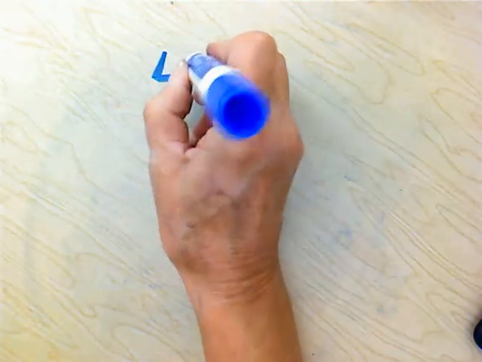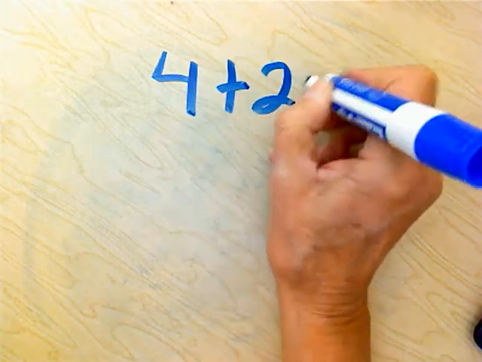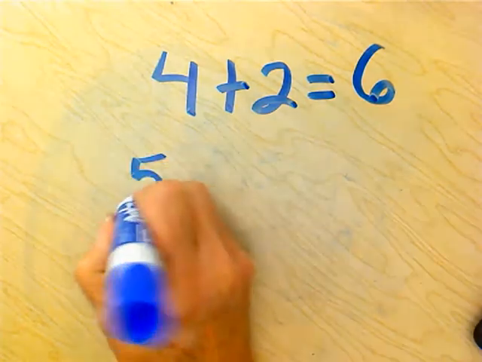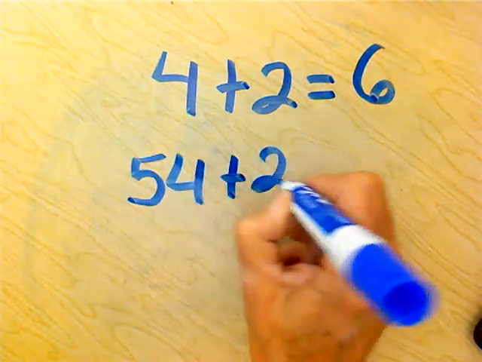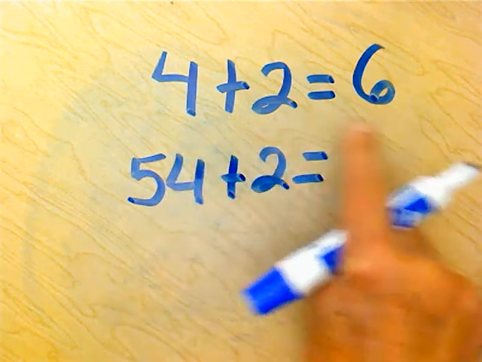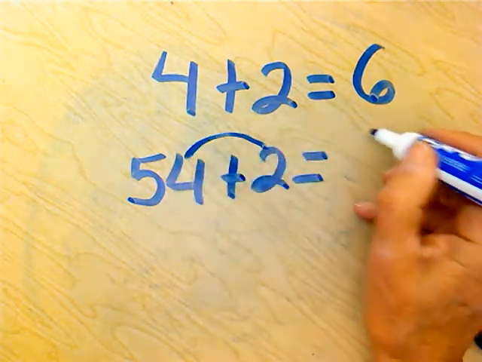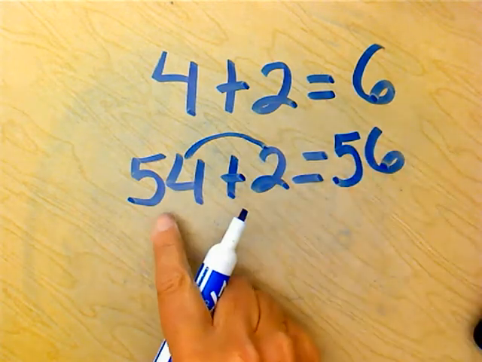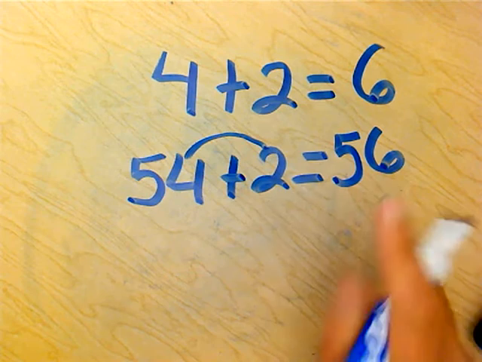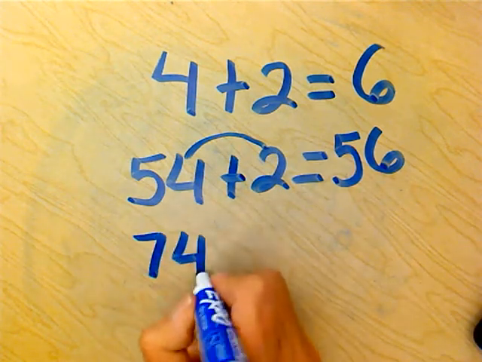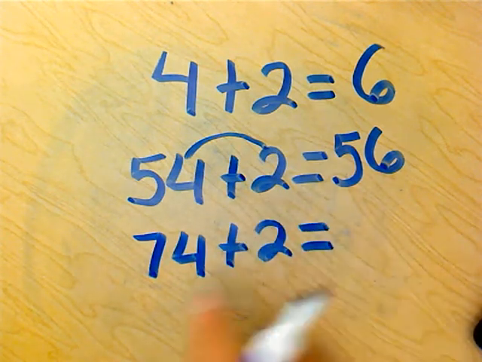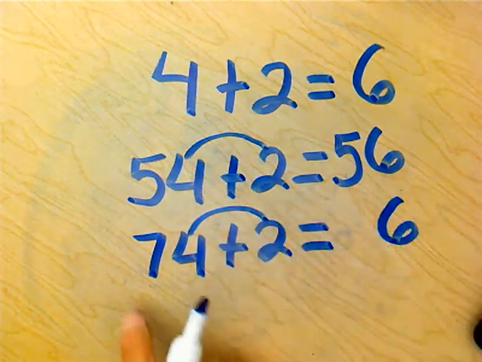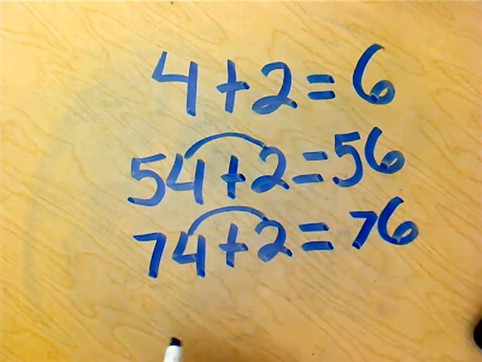Let's try another one. Let's do 4 plus 2 is equal to 6. Let's do 54 plus 2. Let's think about it. I know that 4 plus 2 is 6. How many 10s do I have? I have 5, so 54 plus 2 would be 56. Let's do it with 74 plus 2. Well, I know that 4 plus 2 is 6, and 7 10s gives me 76.